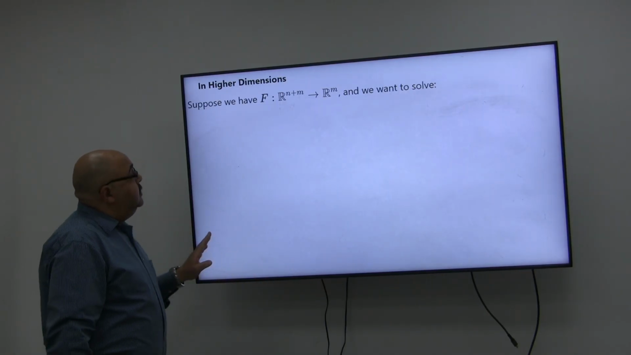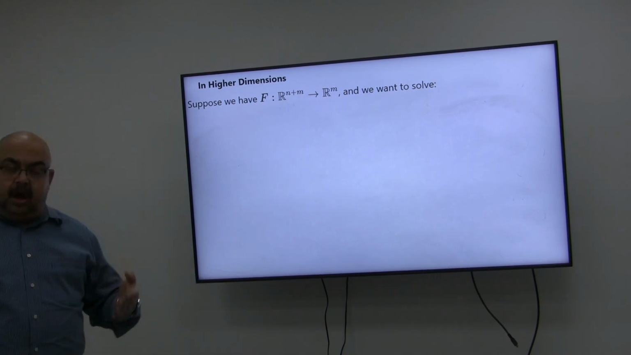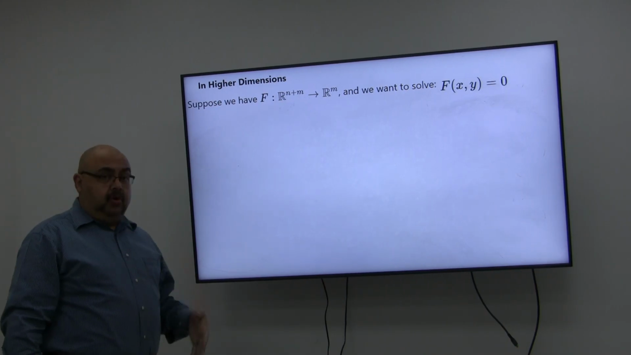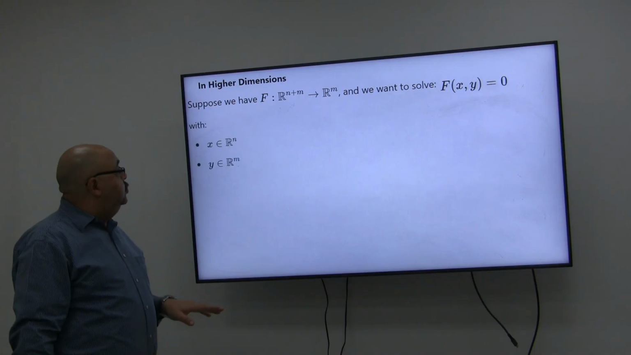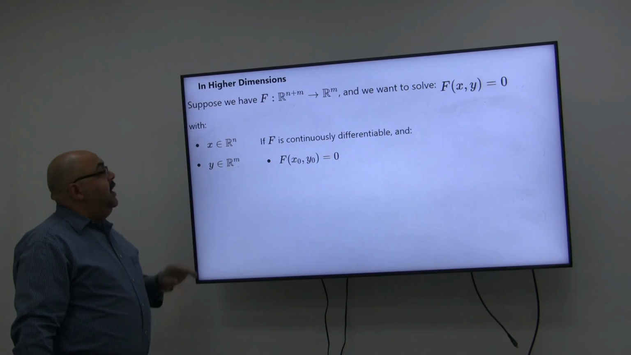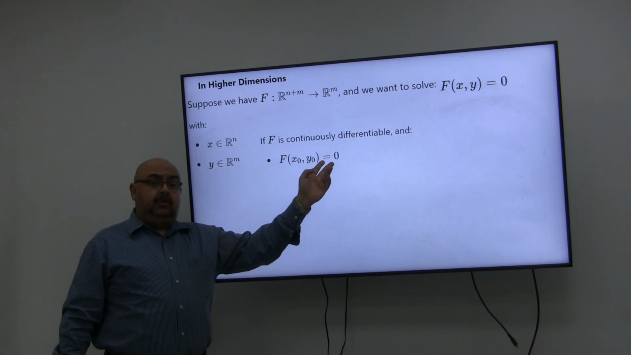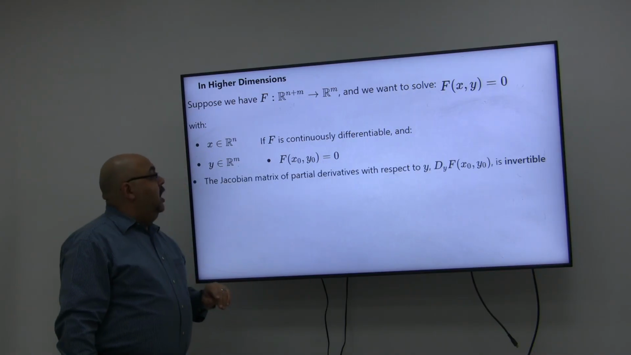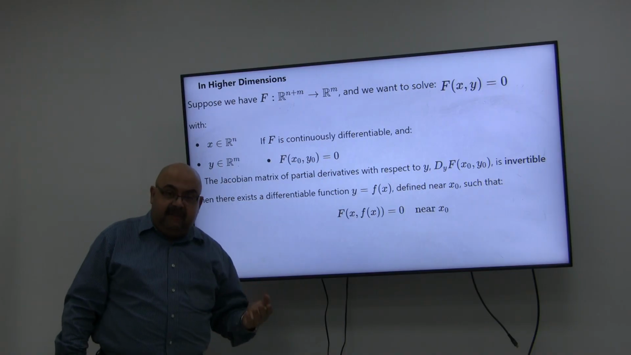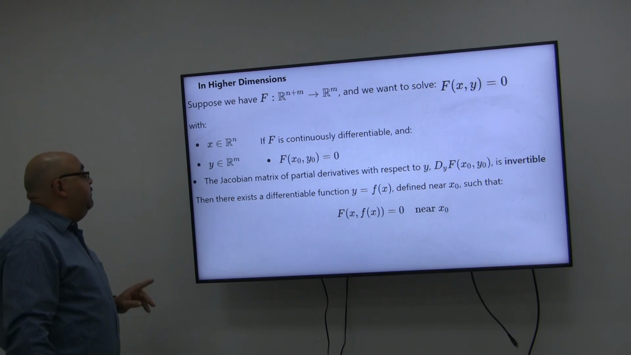In higher dimensions, like R^(n+m) into R^m or something like this, I still have the function equal to 0, where x belongs to R^n and y belongs to R^m. If f is continuous and differentiable, and its value at (x node, y node) is equal to 0 at the point in concern, and the partial derivative with respect to y doesn't become 0 at that point, I can find the following.